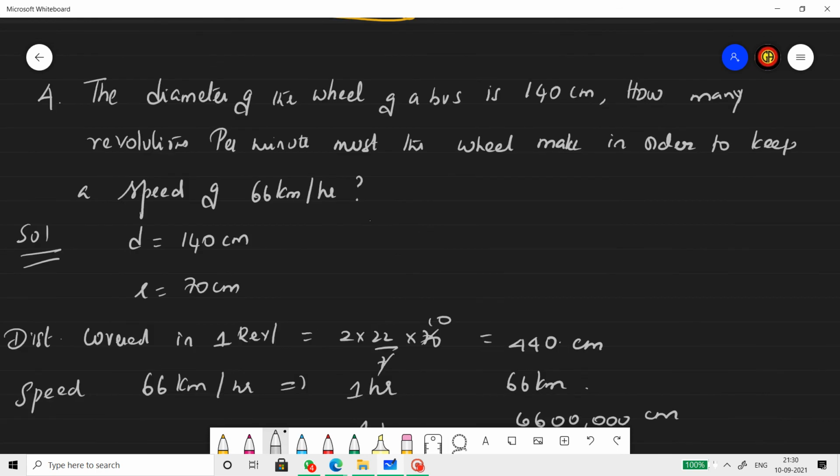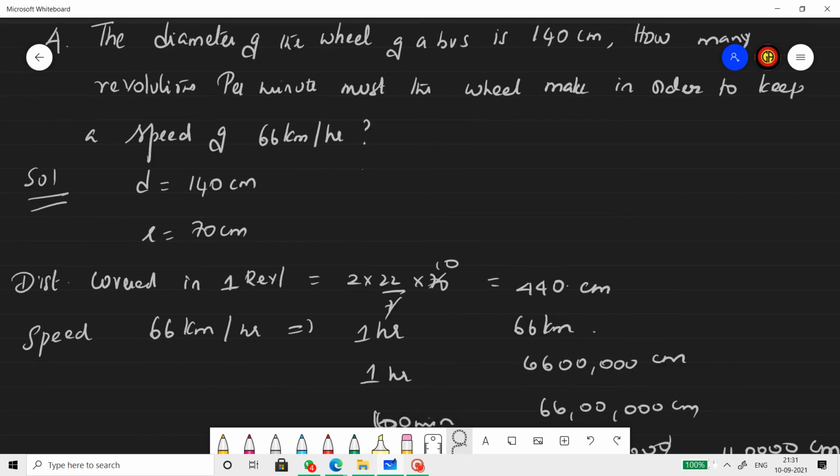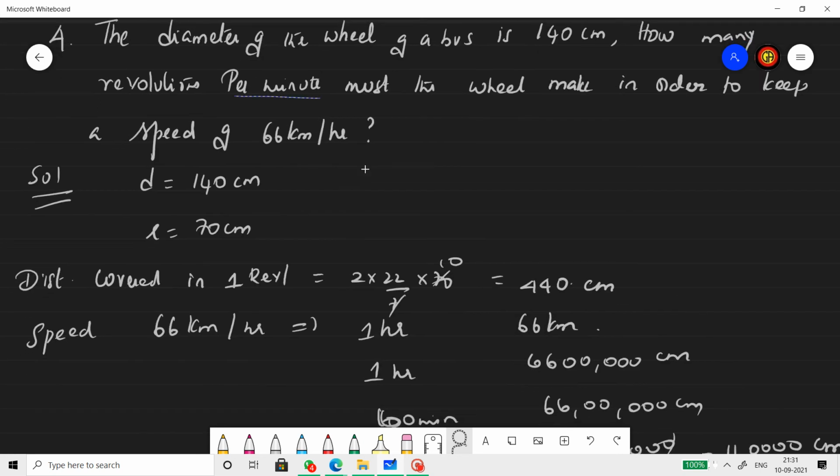Question number 4. Again, based on the revolution models, the diameter of the wheel of the bus is 140 centimeter. How many revolutions per minute must the wheel make in order to keep a speed of 66 km per hour? So here we need to find the number of revolutions per minute. Diameter of the wheel is given as 140 centimeter. So radius becomes 70 centimeter.